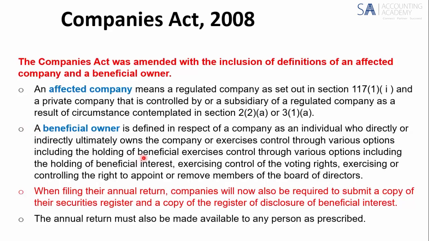So when filing their annual return, companies will also now be required to submit a copy of the securities register and a copy of the register of disclosure of beneficial interest. Now, the register of beneficial interest or the beneficial ownership register on the SIPSI website, there's a little block in the corner down at the bottom where you click on that and you can then go and upload. But for that, you also need to upload the ID documents of the beneficial owners. So that's a little bit more difficult than that.